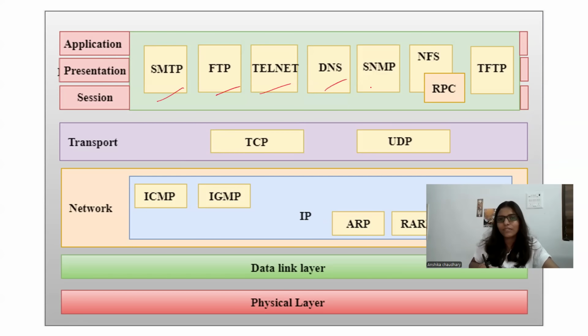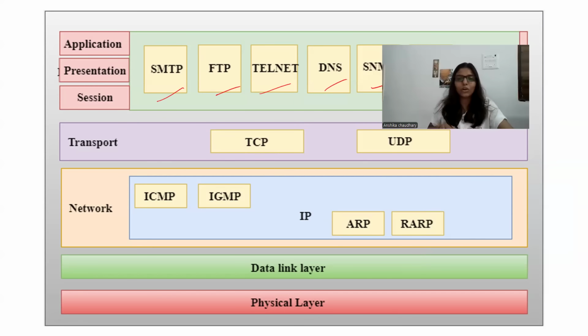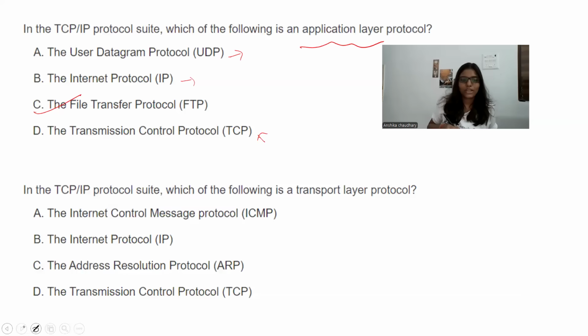So these are all the protocols used on these layers. On the transport layer: TCP, UDP. On the network layer, sometimes called the internet layer as well: ICMP, IGMP, IP protocol, that means internet protocol, ARP protocol, RARP. The data link layer and physical layer don't have these kinds of protocols, they have things like Ethernet, etc. So these are the protocols you can have a look at.